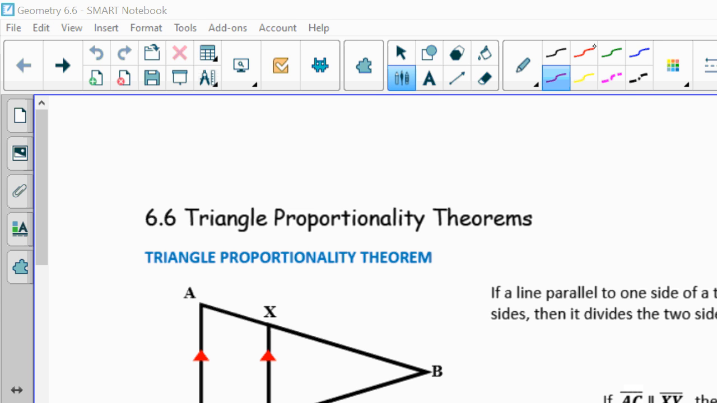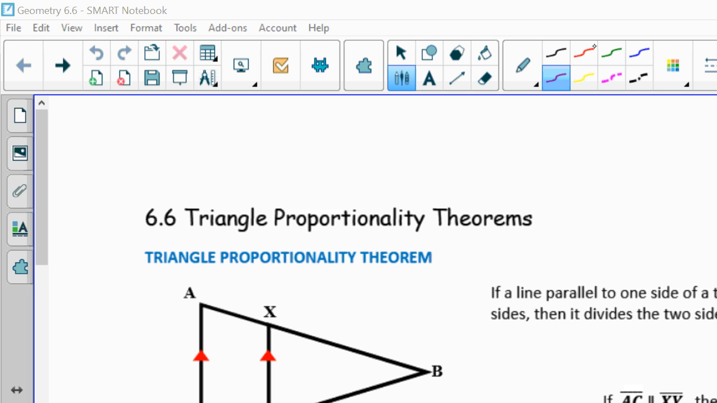Right, today in geometry we are looking at our last section, 6.6, triangle proportionality theorems. Right? So let's go through these. The very first one, the triangle proportionality theorem, says if a line is parallel to one side of a triangle, intersects the other two sides, then it divides the two sides proportionally.